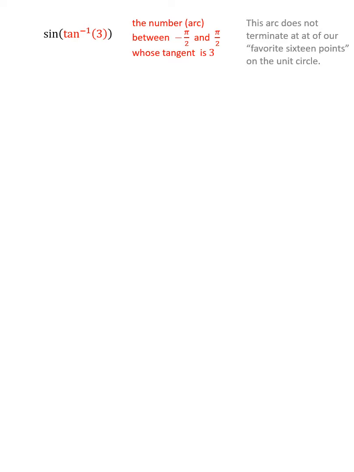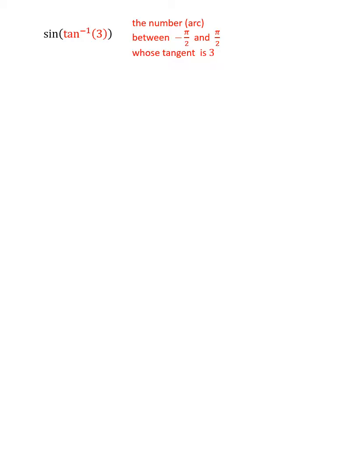I noticed that this arc doesn't terminate at any of our favorite 16 points on the unit circle. There is an arc whose tangent is 3, and it just doesn't terminate at the points that are the most common to us. In fact, the inverse tangent of 3 is not something that I can really simplify without using a calculator and getting a decimal approximation anyways. So it raises an interesting question. If I can't simplify the inner function in this composition or nesting of functions, then how can I proceed to apply the sine to it?